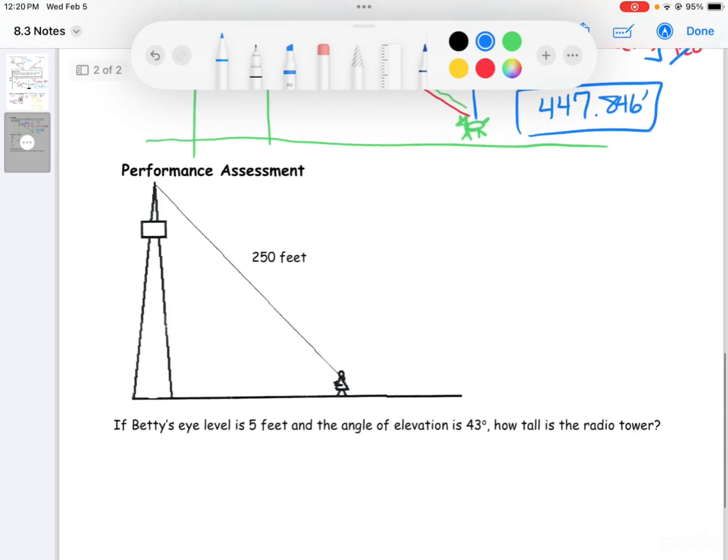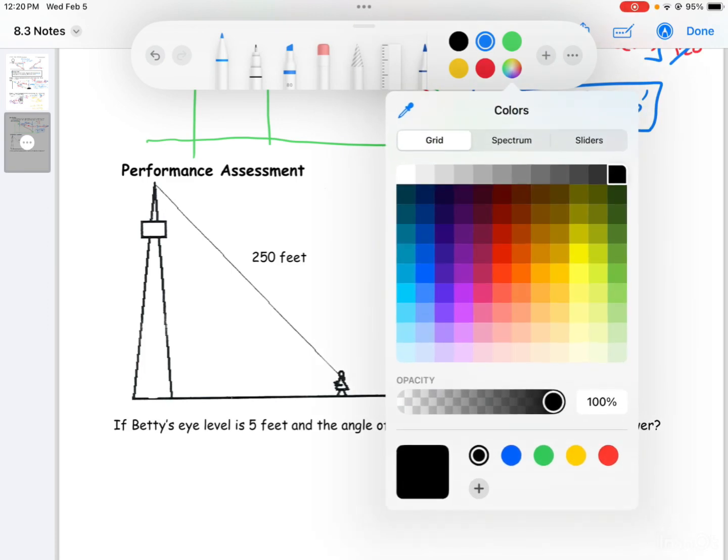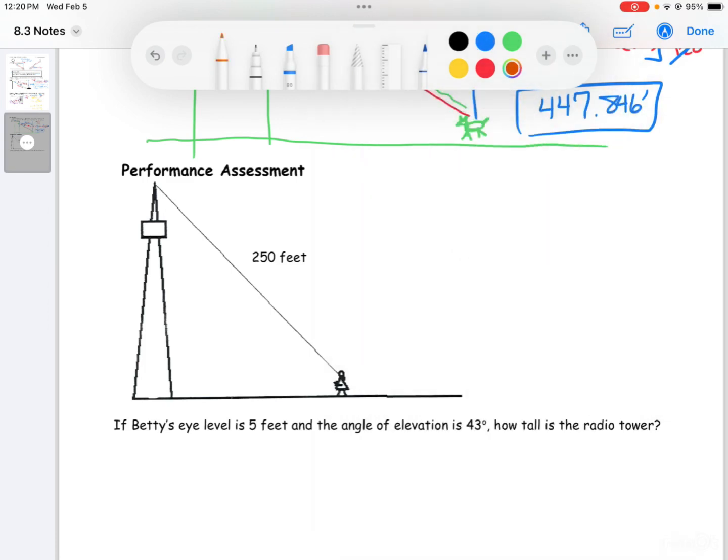All right, last one. This one's a little bit tougher. It's got this little extra detail in it that makes it a little trickier. It says that Betty's eye level is 5 feet. So we're saying right here that Betty's eye level is 5 feet.